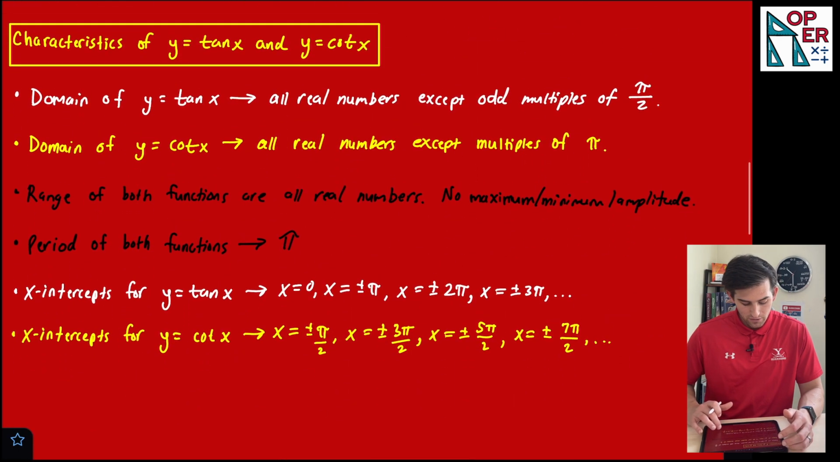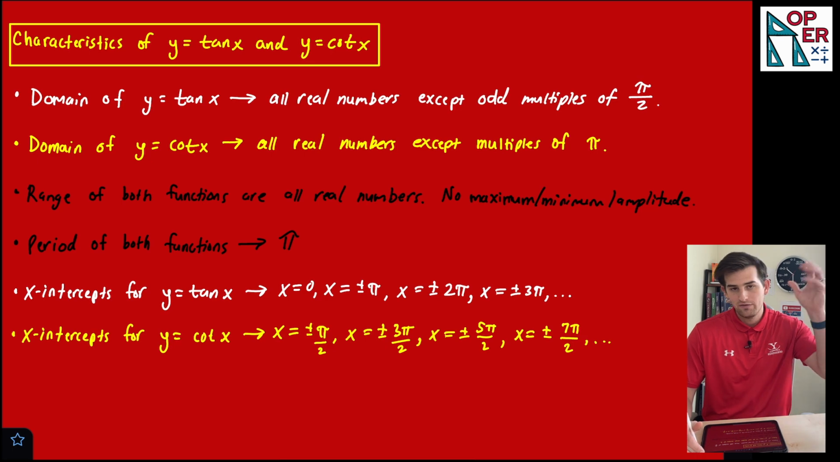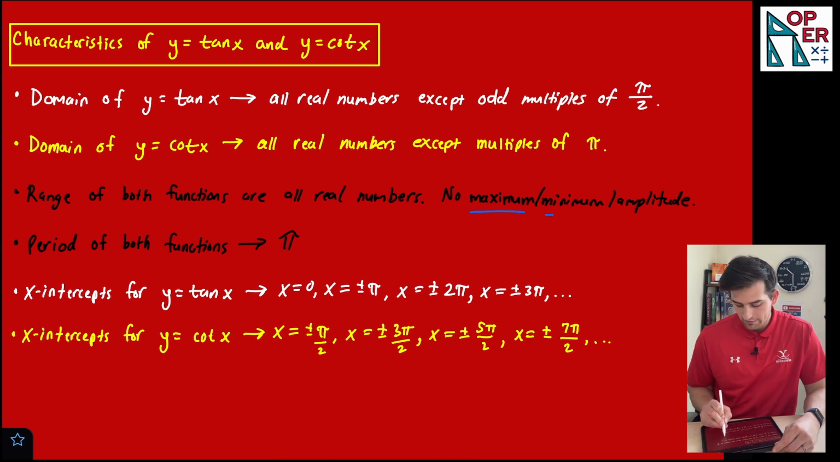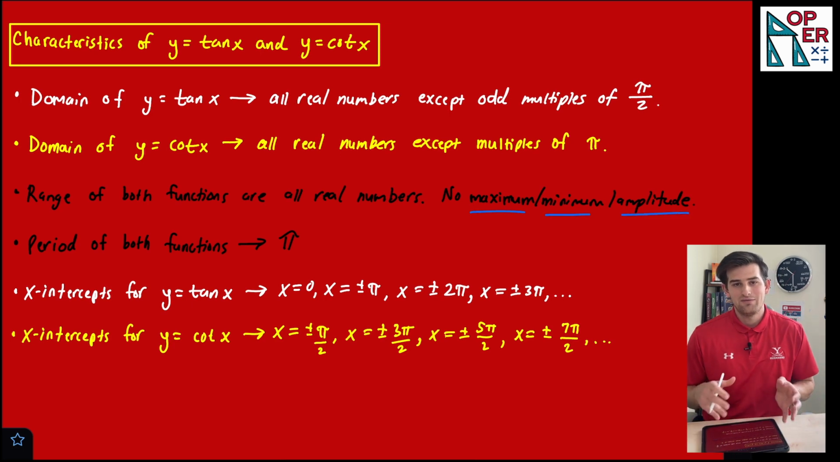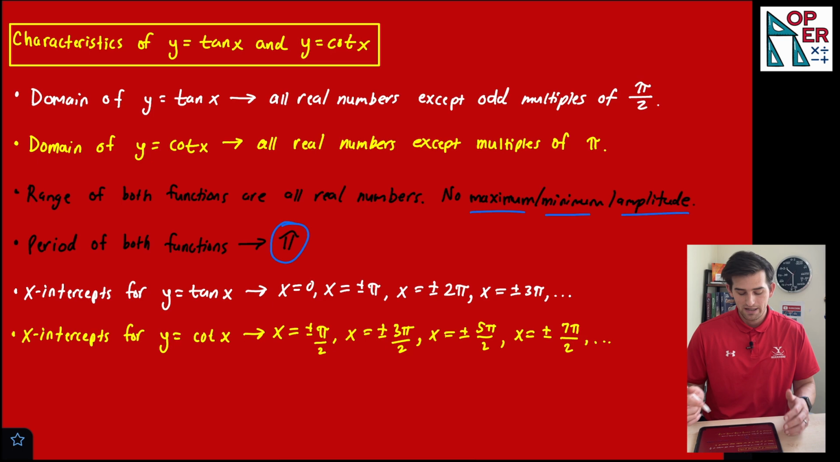Now the range of both functions is all real numbers. Because of this, our graph is going to go up forever and down forever, which also means we are not going to have a maximum or a minimum. Therefore, we also don't have an amplitude, which we saw for sine and cosine graphs. The period of both functions is pi. That's what we saw when they start to repeat their pattern. It just takes pi units.